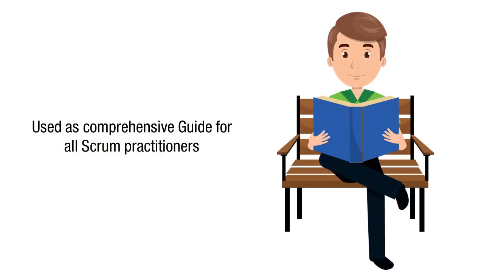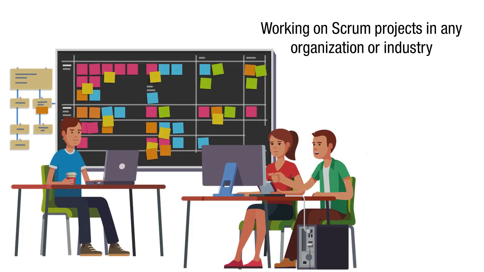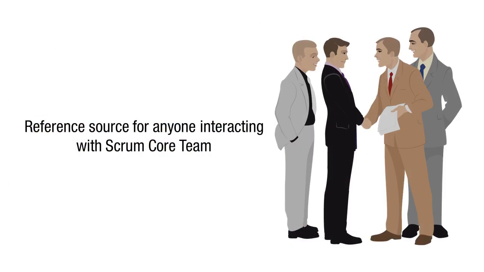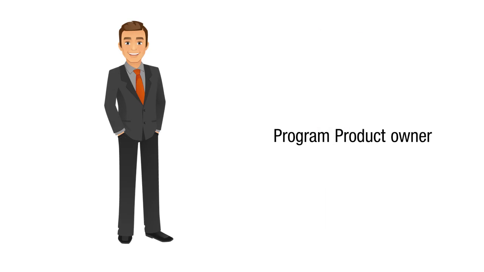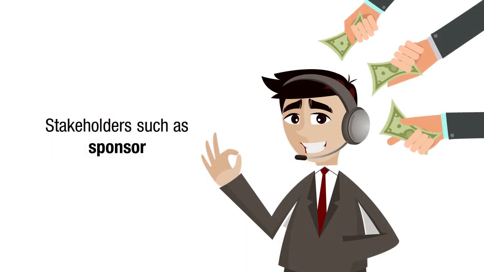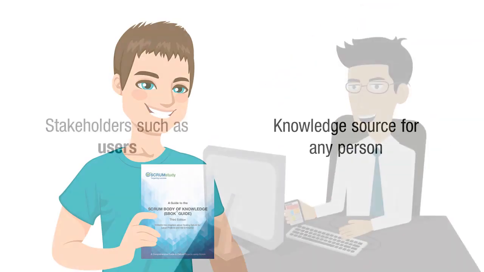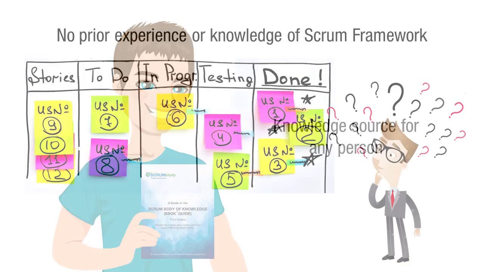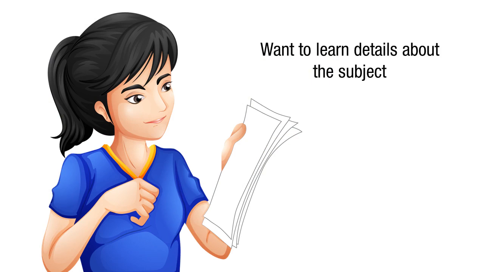It is used as a comprehensive guide for all Scrum practitioners working on Scrum projects in any organization or industry. It is a reference source for anyone interacting with the Scrum core team, including but not limited to the Portfolio Product Owner, Portfolio Scrum Master, Program Product Owner, Program Scrum Master, Scrum Guidance Body, and stakeholders such as the sponsor, customer, and users. And it is a knowledge source for any persons who have no prior experience or knowledge of the Scrum framework but want to learn the details about the subject.